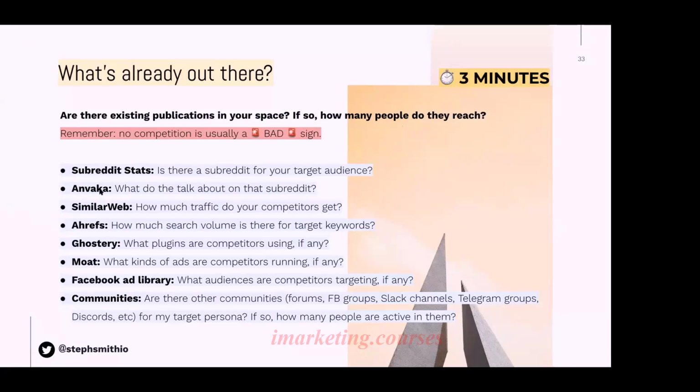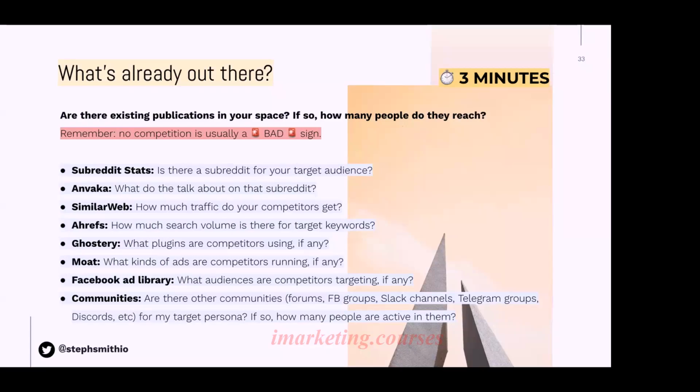Anvaka is another tool where you can actually input a subreddit and you can see all of the related subreddits so that you can get a sense of the whole landscape there. And maybe there's a particular niche topic that you really want to talk about, and so it can get those juices flowing. SimilarWeb allows you to see if you have a competitor, how much traffic they're getting. Ahrefs allows you to do something similar with specific keywords, or to look up how much volume a particular keyword has.